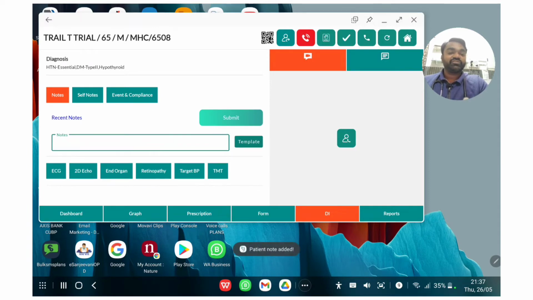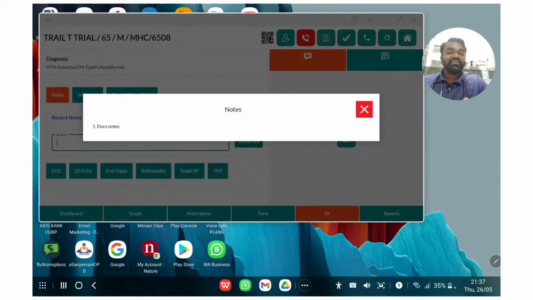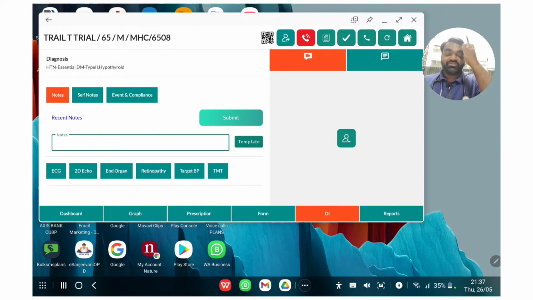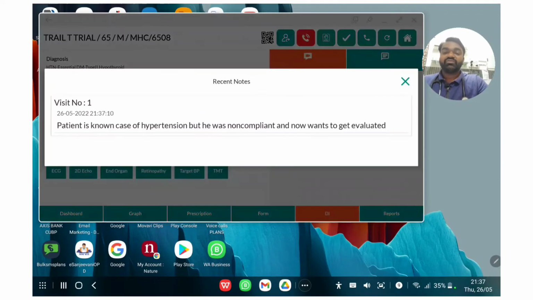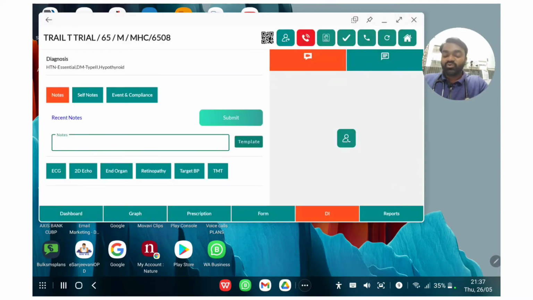You can submit it, you can generate your own templates as well. I'll show you how to generate the templates, and templates can be inserted over here straight away like this, and these particular notes are saved like this. Now these notes are generated in the PDF prescription at last. So be careful what you are writing, because these are the notes, actually, what we write down on the paper.